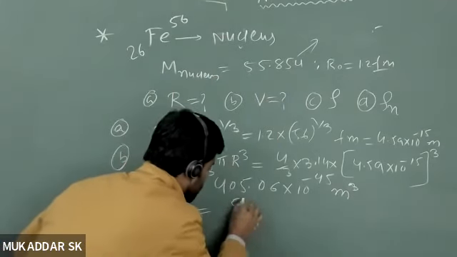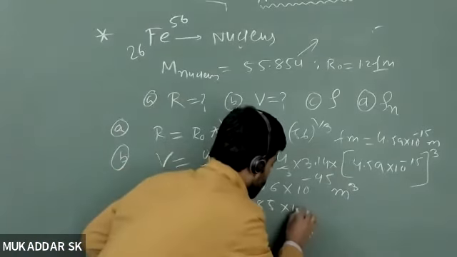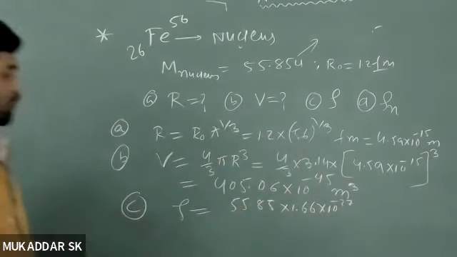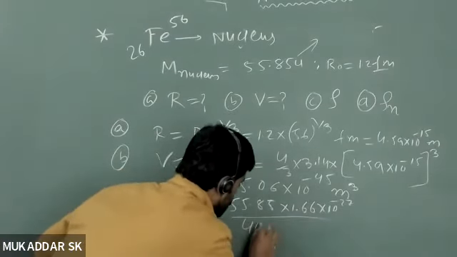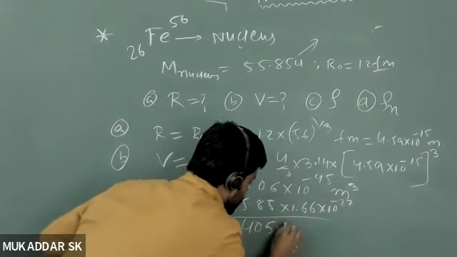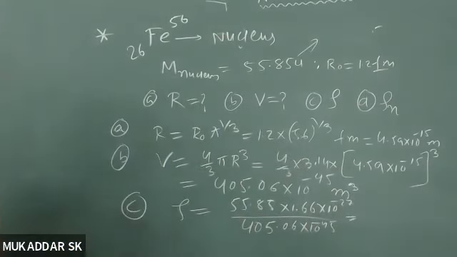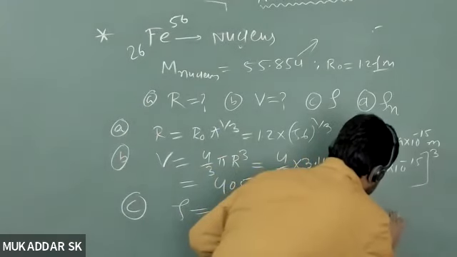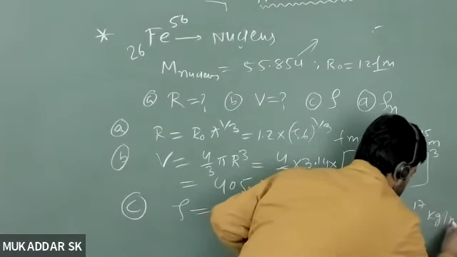So I can write this 5.85 into 1.66 into 10 to the power minus 27. So that mass becomes in kg. And you have a volume, right? Volume is how much? 405.06 into 10 to the power minus 45. How much is it coming? 2.29 into 10 to the power 17 kg per meter cube.